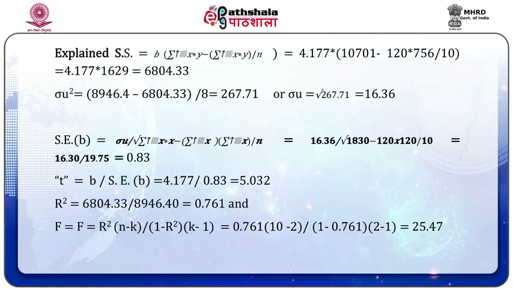SEB is equal to sigma mu upon under root summation x into x minus summation x into summation x upon n is equal to 16.36 upon under root 1830 minus 120 into 120 upon 10 is equal to 16.36 upon 19.75 is equal to 0.83. T is equal to b upon SE of b is equal to 4.177 upon 0.83 is equal to 5.032.